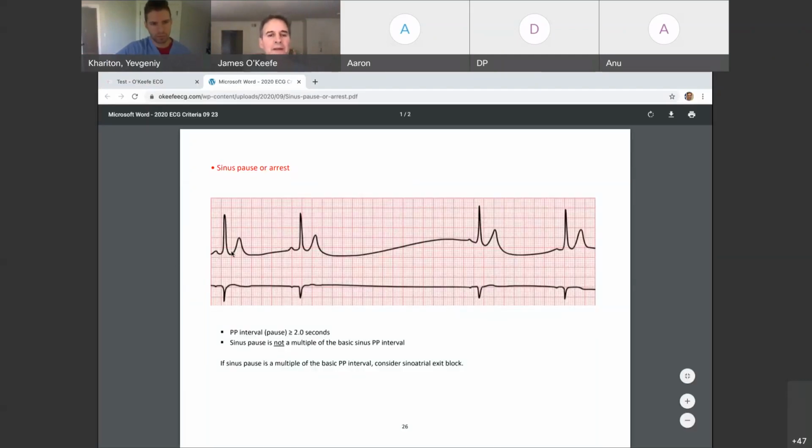But yeah, so here's a sinus pause, and it's not exactly twice the interval. You could code both a sinus pause and an SA exit block, but in this case, this is more than 2 times the usual PP interval, and there's no P wave in between. Got it, thank you.